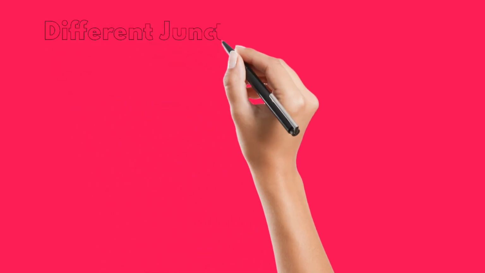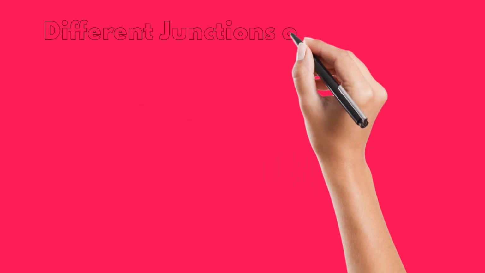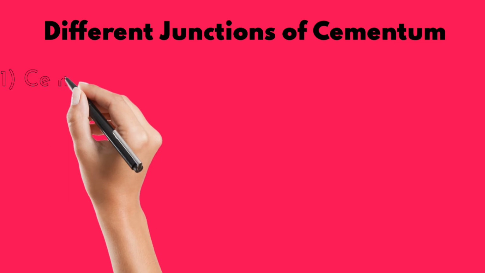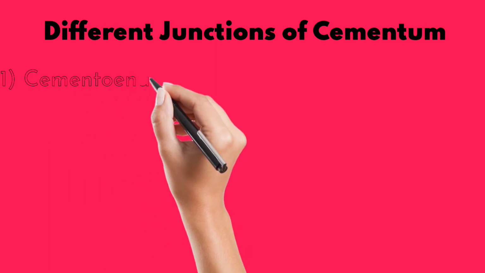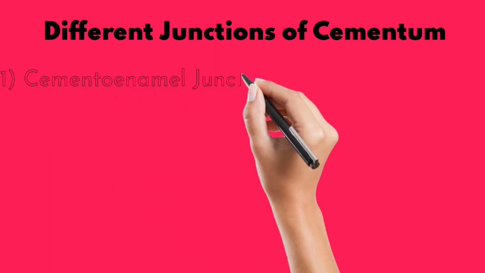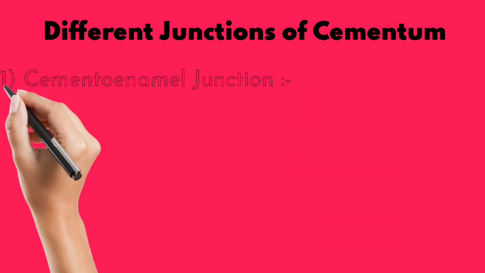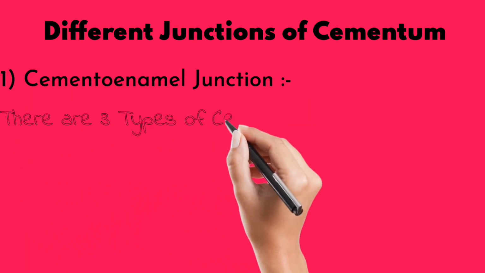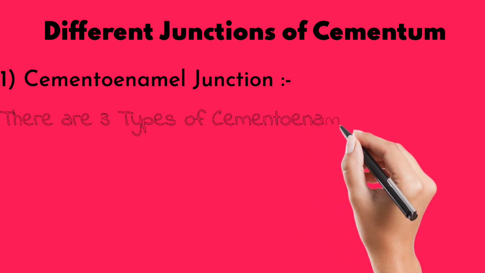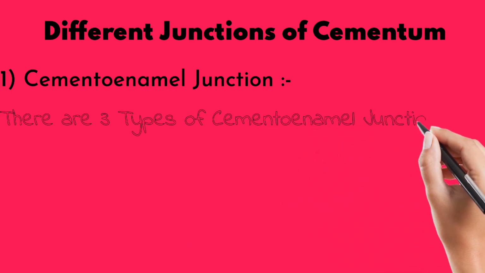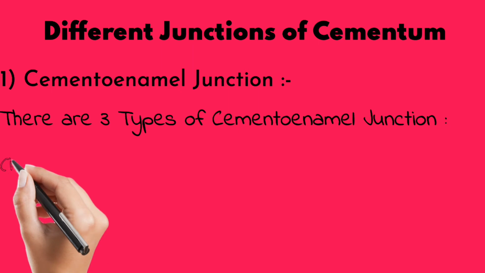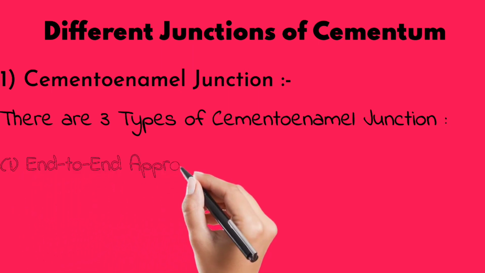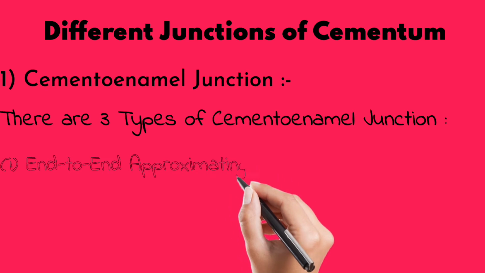Next, we will move on to the very important topic of today's lecture, that is the different junctions of the cementum. Friends, this is a very important question for the university exams. This question is often asked in the 5 marks or 10 marks questions. So let's start. What are the different junctions of the cementum? Different junctions of cementum are the cemento-enamel junction and the cemento-dentinal junction. First, we will study the cemento-enamel junction in detail.